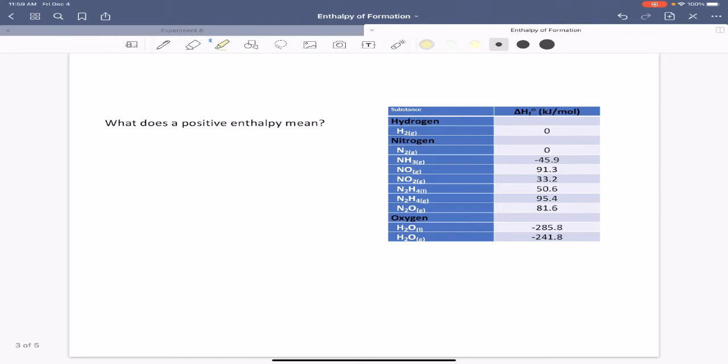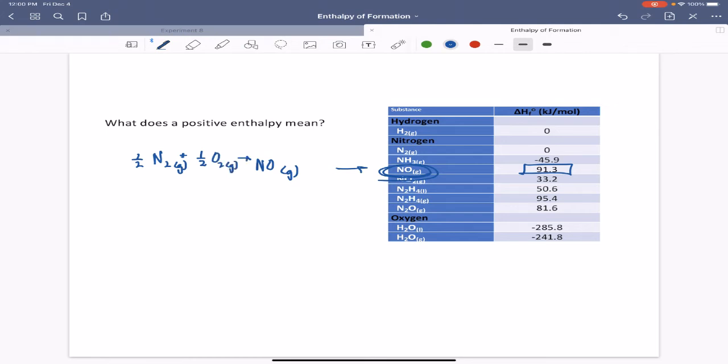What does a positive enthalpy mean? Well, if we were making nitrogen monoxide, the enthalpy change would be positive. If we were forming 1 mole of this gas, we would need a half mole of the element nitrogen in its standard state and a half mole of oxygen in its standard state, to form 1 mole of the gas.